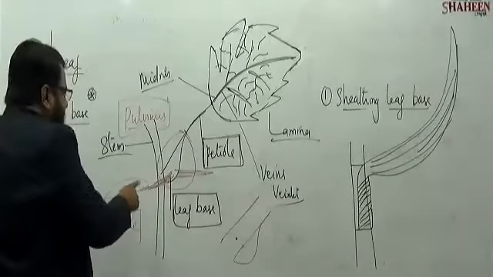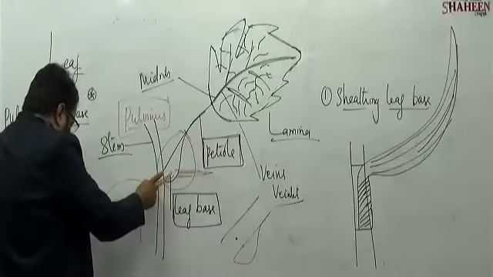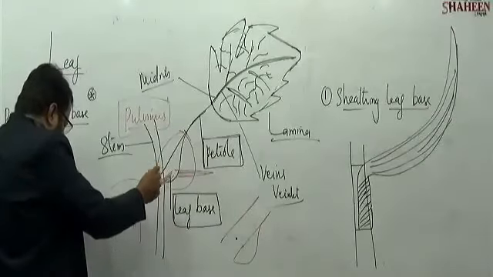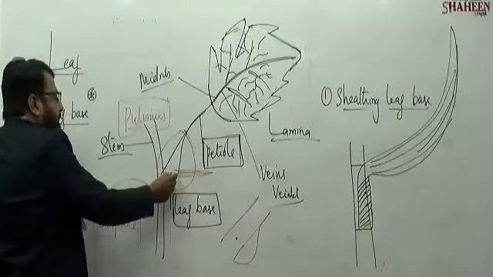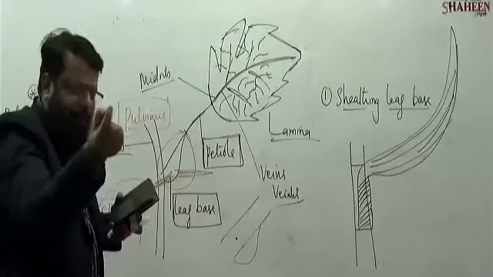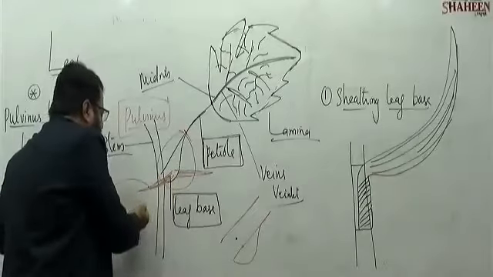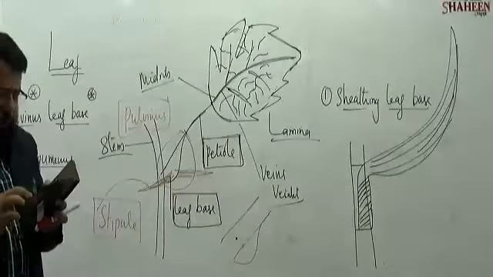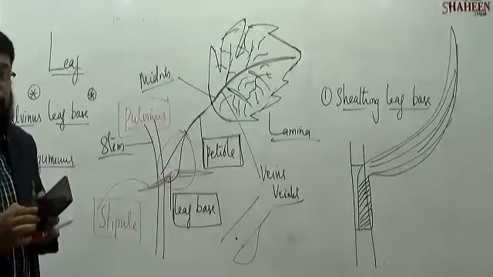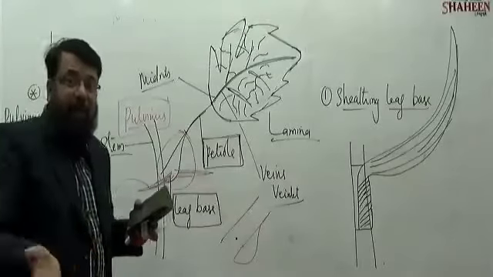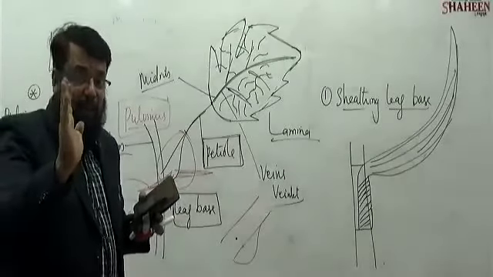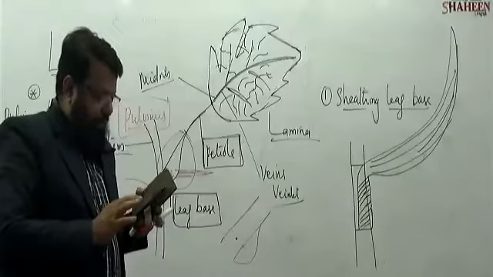Stipule: a leaf-like structure that arises at the leaf base is called a stipule. Legume fruit, I will come to that later, fruit is a separate topic in morphology. Don't worry.